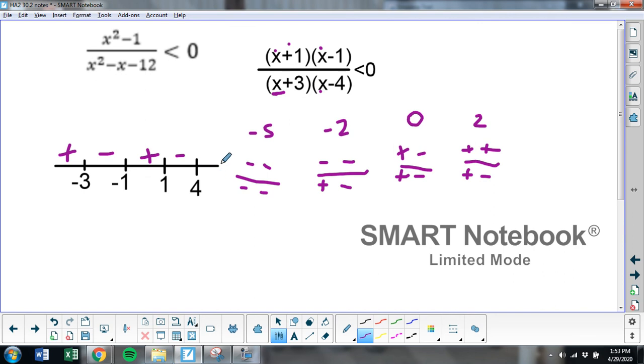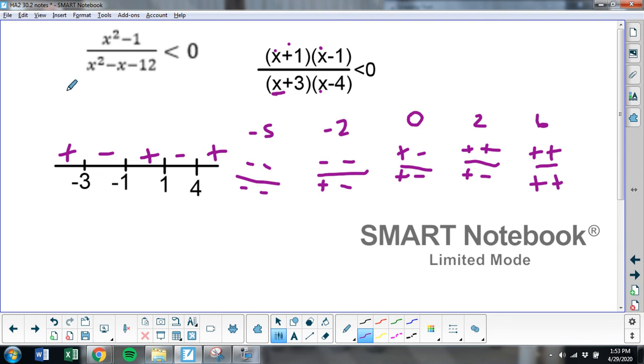Try a number bigger than 4. Doesn't matter. We'll say 6. 6 plus 1 is positive. 6 minus 1 is still positive. 6 plus 3, positive. 6 minus 4 is still positive. If I have 4 positives, that's going to be positive.